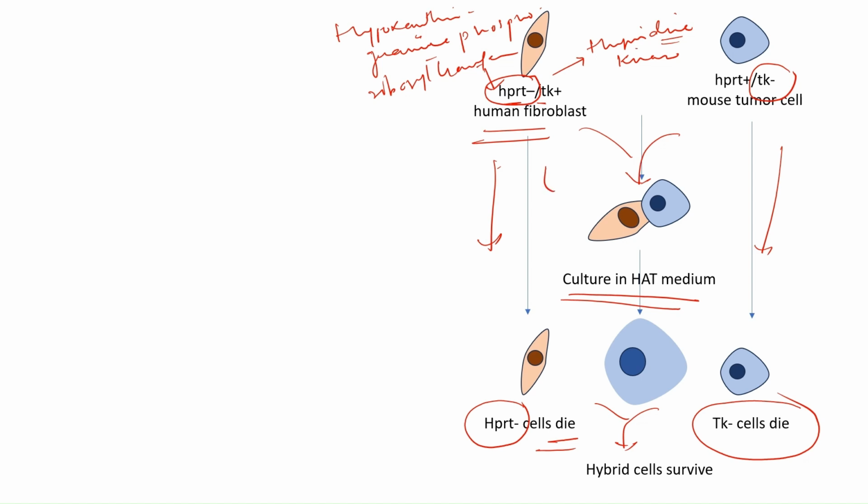So TK plus from the human cell and HPRT plus from the tumor cell. So it will complement the presence of both the enzymes and hence only the hybrid cell will survive in the HAT medium. Now what is HAT medium? HAT means hypoxanthine, aminopterin and thymidine.